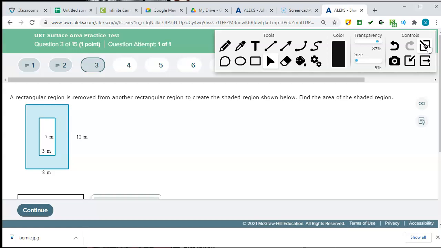A rectangular region is removed from another rectangular region to create the shaded region below. Find the area of the shaded region. Okay. I put your name in the chat. Go ahead and talk me through it, and I'm going to relay what you say so it's in the video.